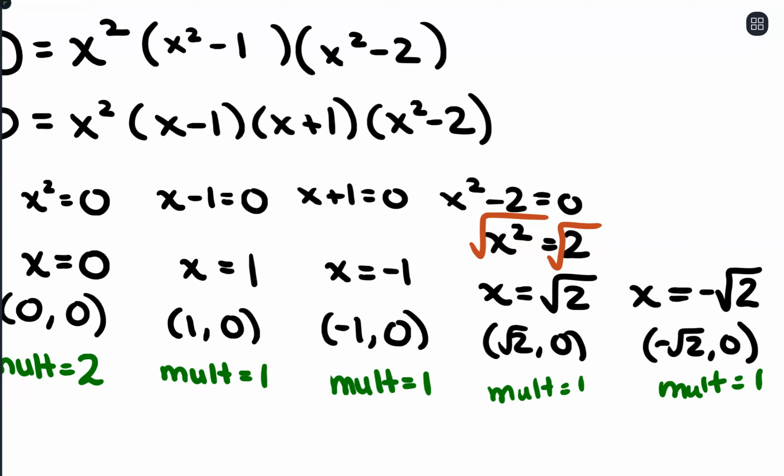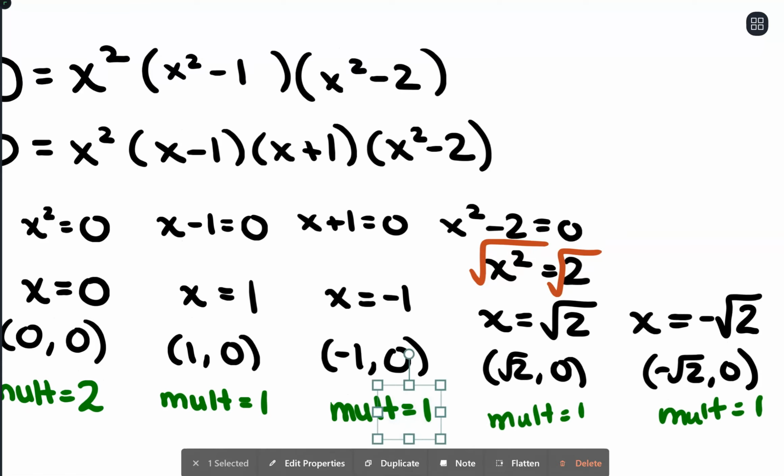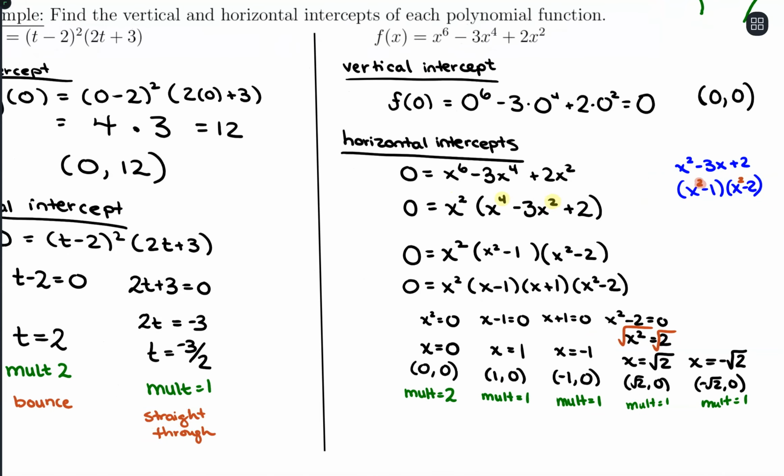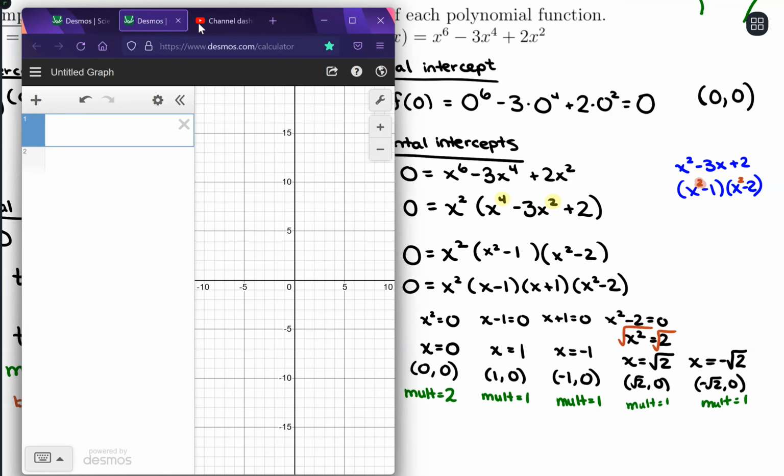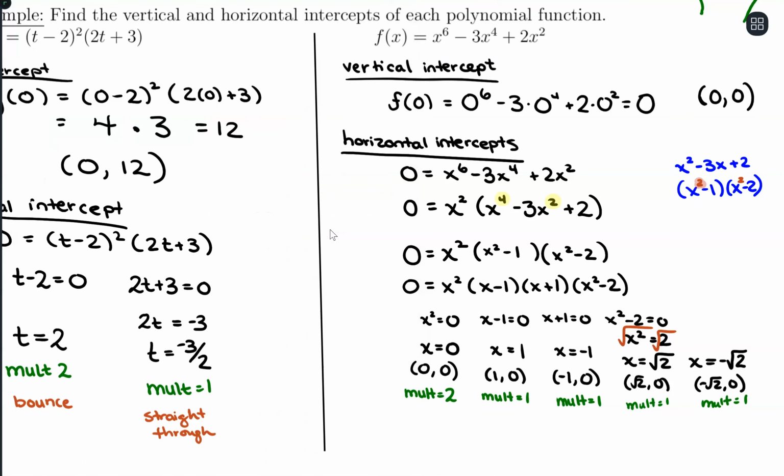All right, let's take a look at this graph here and see how these come together. So I'm just going to put my paper over there, and let's graph our function x to the 6th minus 3x to the 4th plus 2x squared. All right. So something I want to point out here that we're going to talk about when we start sketching, let's look at that leading term. So that leading term is x to the 6th.